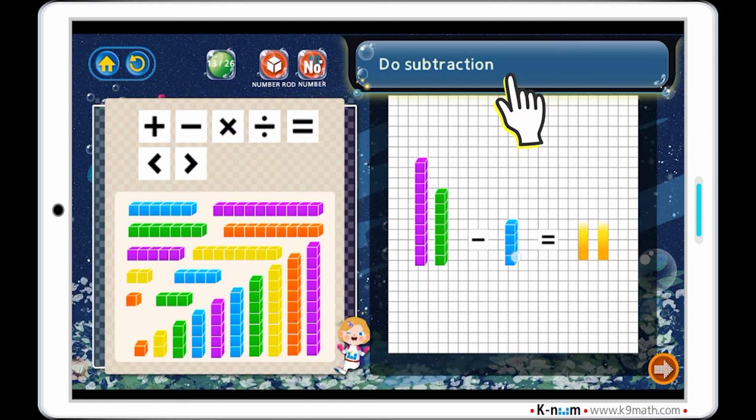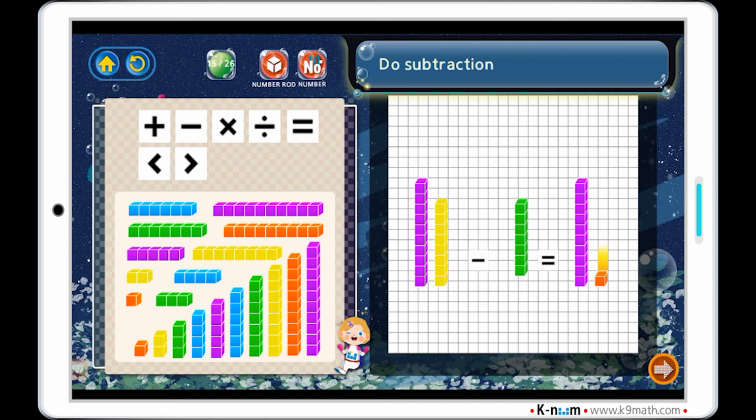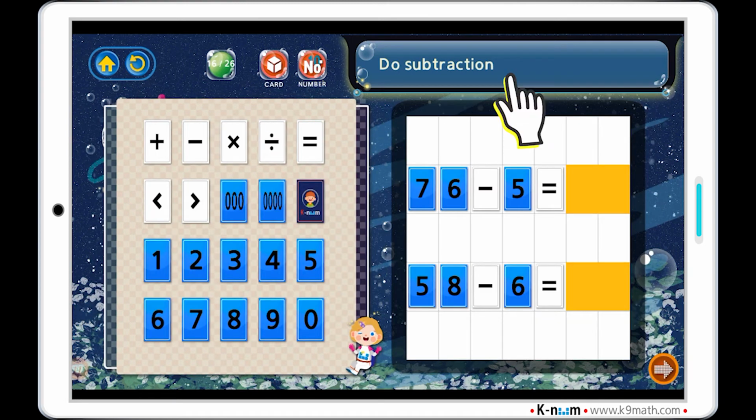Do subtraction. Do subtraction. 6 minus 5. And move 7.